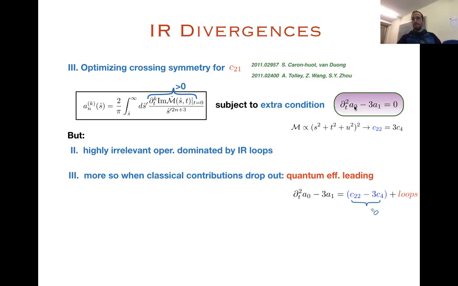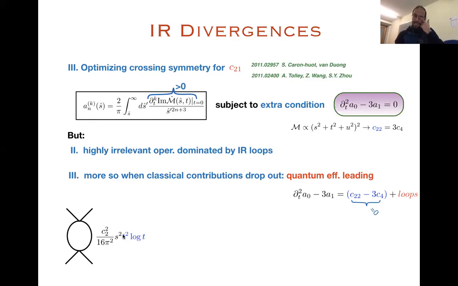More so if these conditions, by design, cancel the three-level contribution. It means that whether it's a good one or not, you have to go to loop level, the first non-trivial contribution, which is the one coming from loops. Okay, let's look at this loop correction.